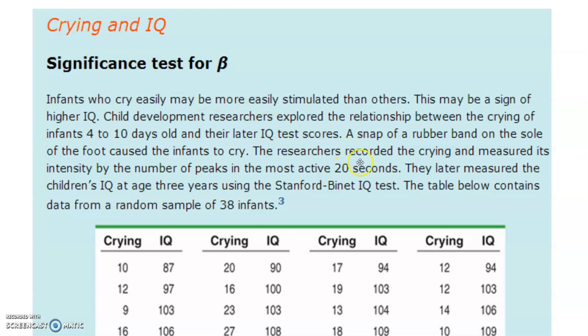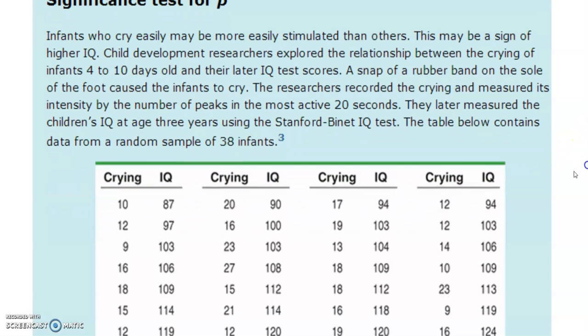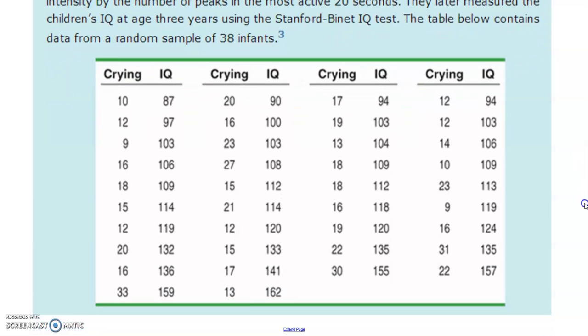So what they did is they took a rubber band and they gave a little snap on the sole of the foot that caused the infants to cry, but didn't really harm them other than that. And they recorded the crying and measured its intensity. And then they later measured the IQ at age 3, and this table contains those results.